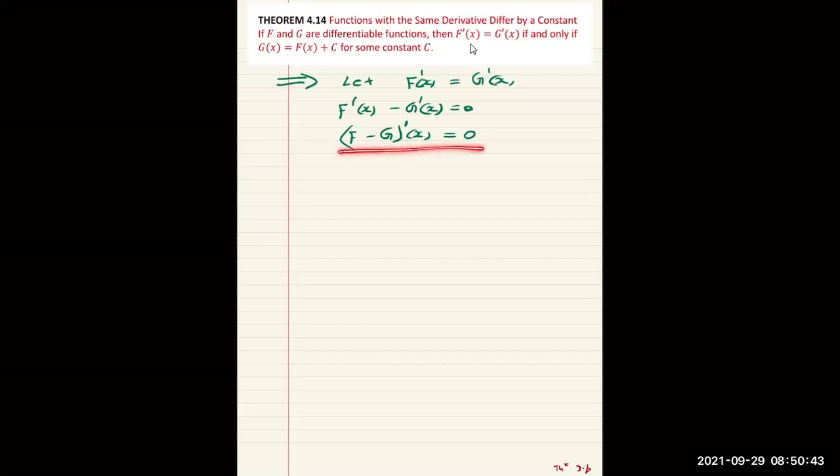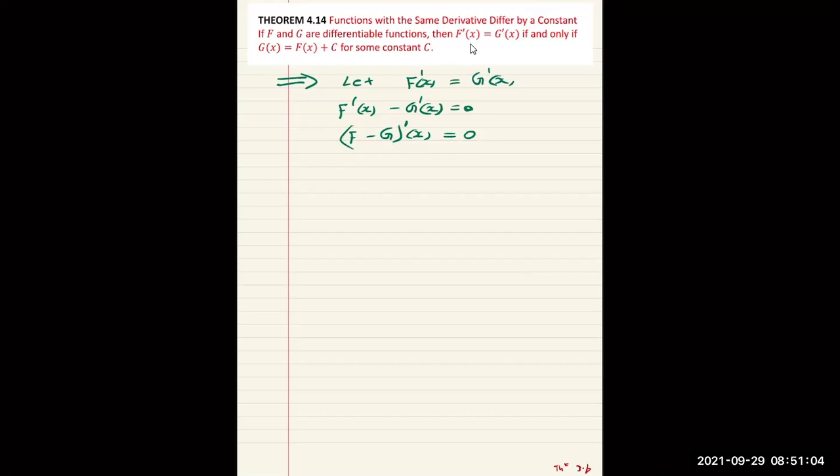This is basically because the difference of derivatives is the same as the derivative of the difference. Okay. Now, as you can see, this is your function. f minus g is your function. The derivative of that function is equal to 0. What does that tell you?